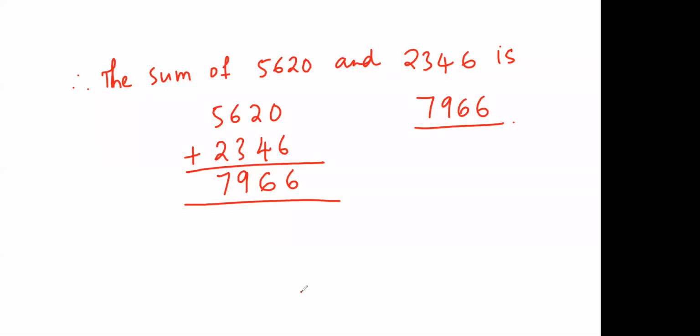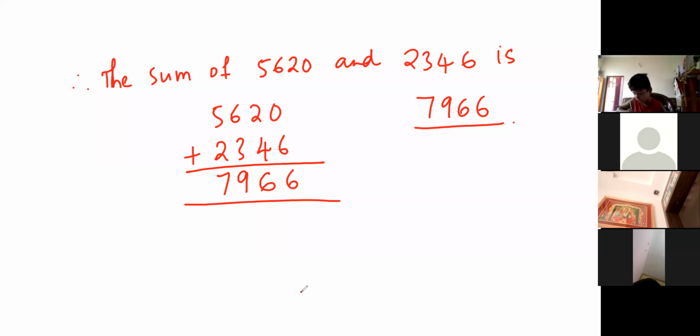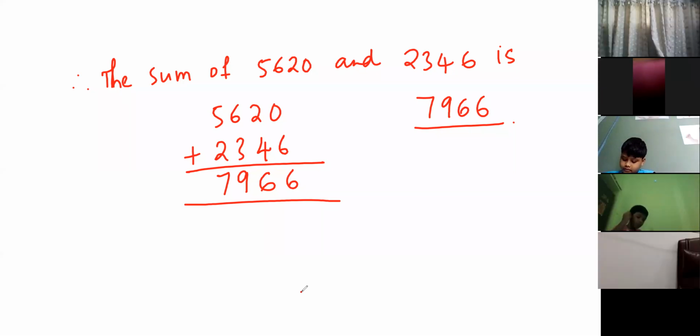Read the number, all of you. What is the answer you got? The sum you got? How much you got? 7966. Read that, all of you. 7966. Look at the number and read. It's 7966.